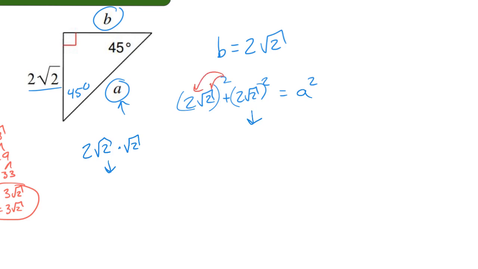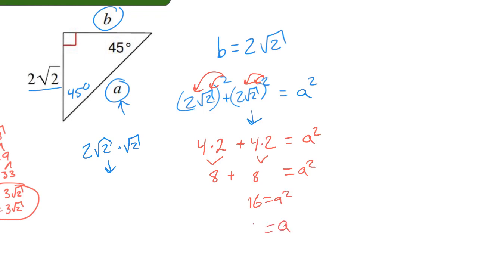2 times root 2 squared is equal to 4 times 2. And likewise, we'll have the same thing here, 4 times 2. And this is all equal to a squared. Well, 4 times 2 is 8, plus 4 times 2 is 8. Well, 16 equals a squared. Square root of both sides, a equals 4. Now you should have already seen that here because square root of 2 times square root of 2, that's just 2. 2 times 2, 4.